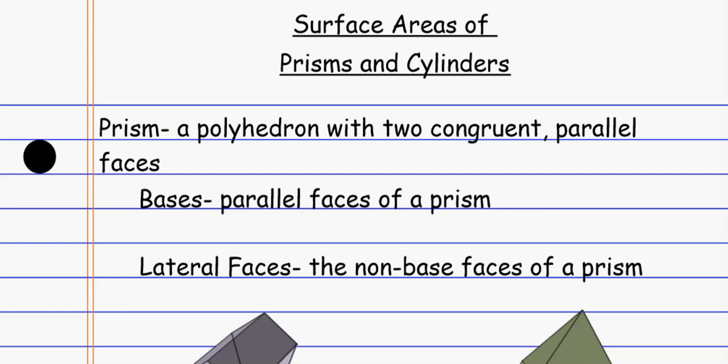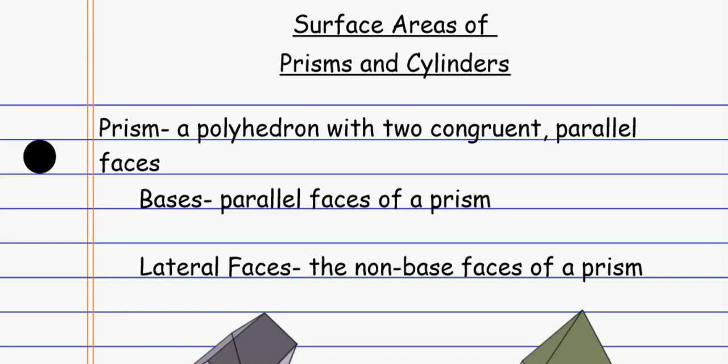Hi there, folks. Today we're looking at surface areas of prisms and cylinders. A prism is really just a special kind of polyhedron. So remember, a polyhedron, we take polygons, stick them all together to make a three-dimensional shape. But a prism is a special version of that where two of the sides are congruent and parallel.